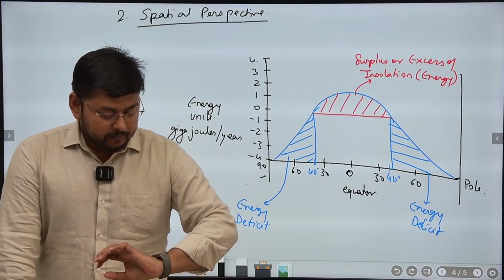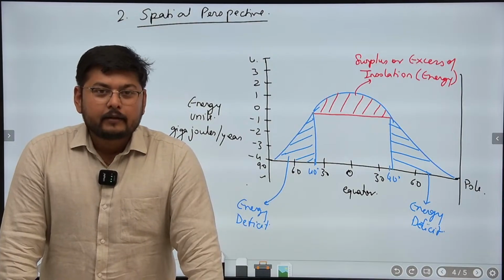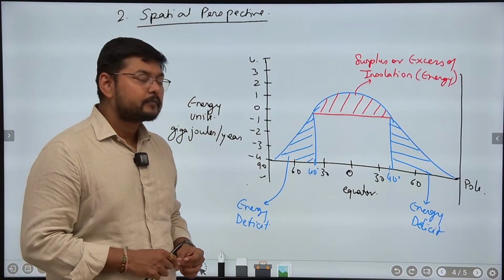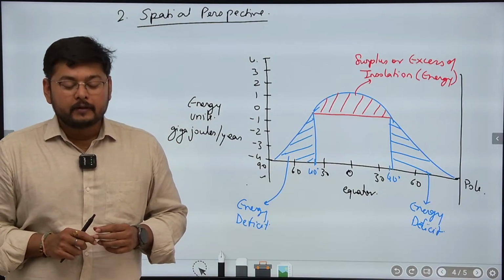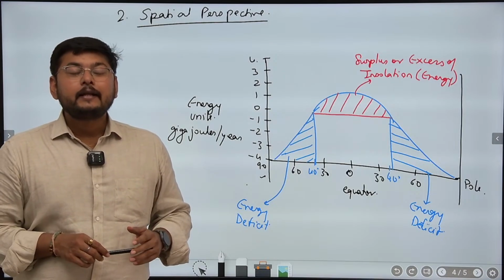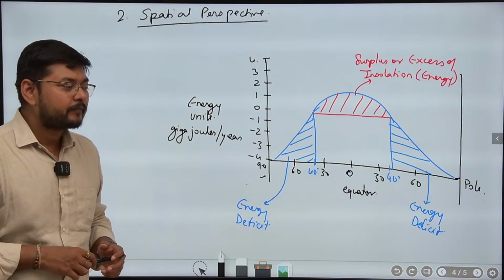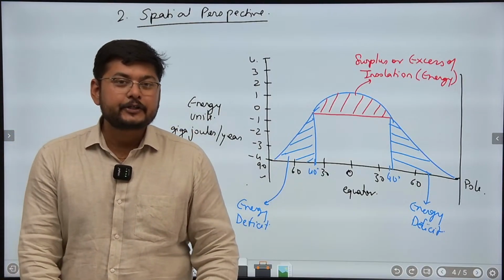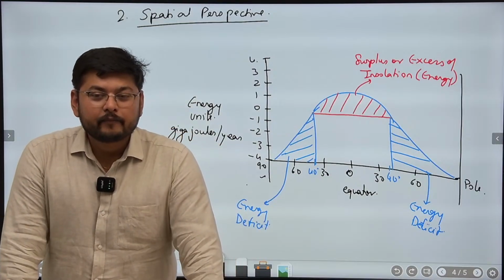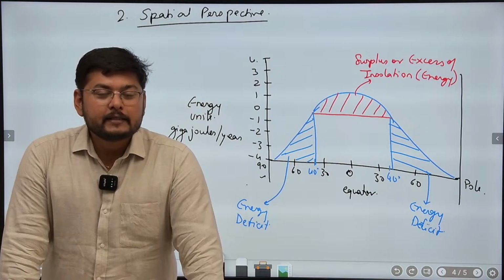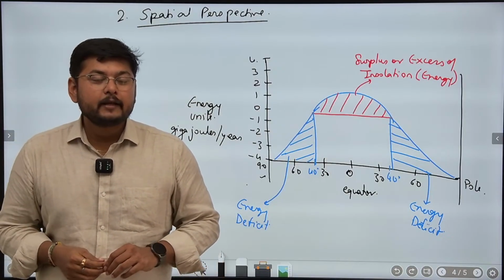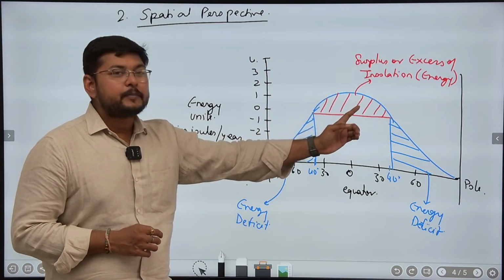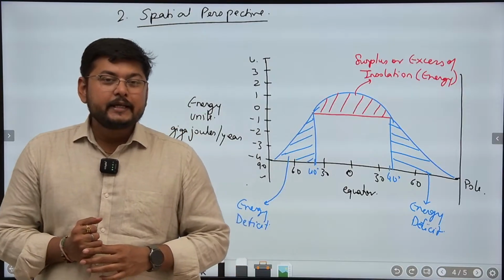Okay, we'll write down. It is seen that the amount of insolation received at different latitudes of Earth has a variation. That is, from 40° north to 40° south latitude, the energy received is surplus.